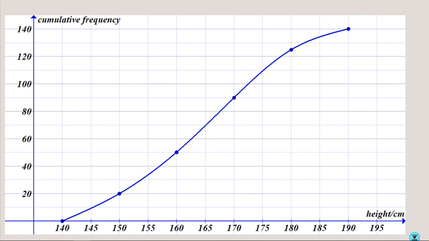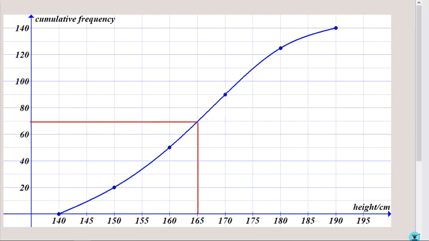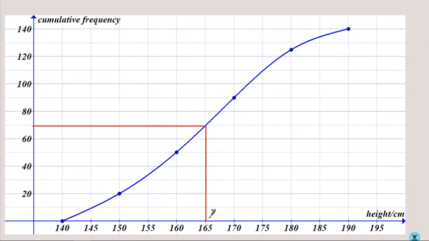is at the point number 70, which is n/2, 140/2. So all we need to do is locate our location of the median, which is 70, and read across. So this is 165, and this is the median, and this is 70.